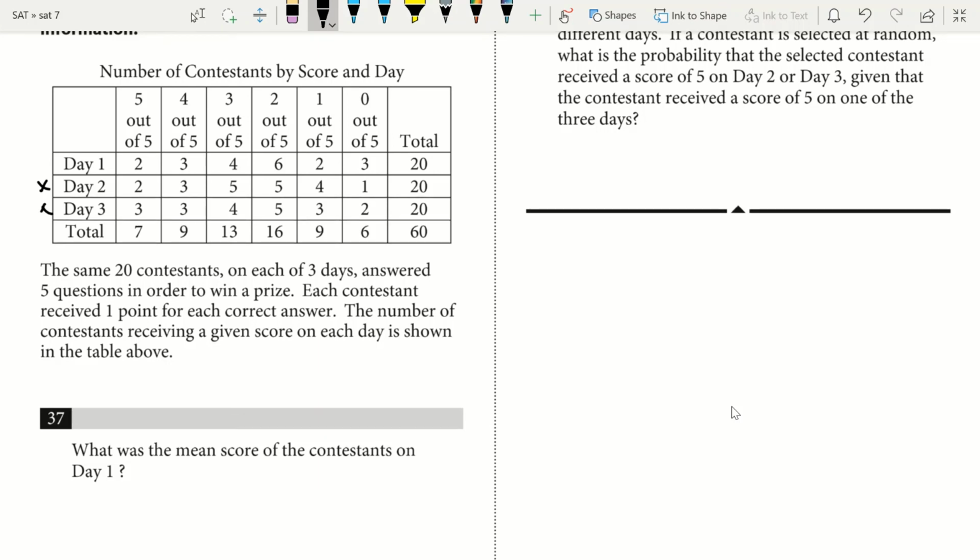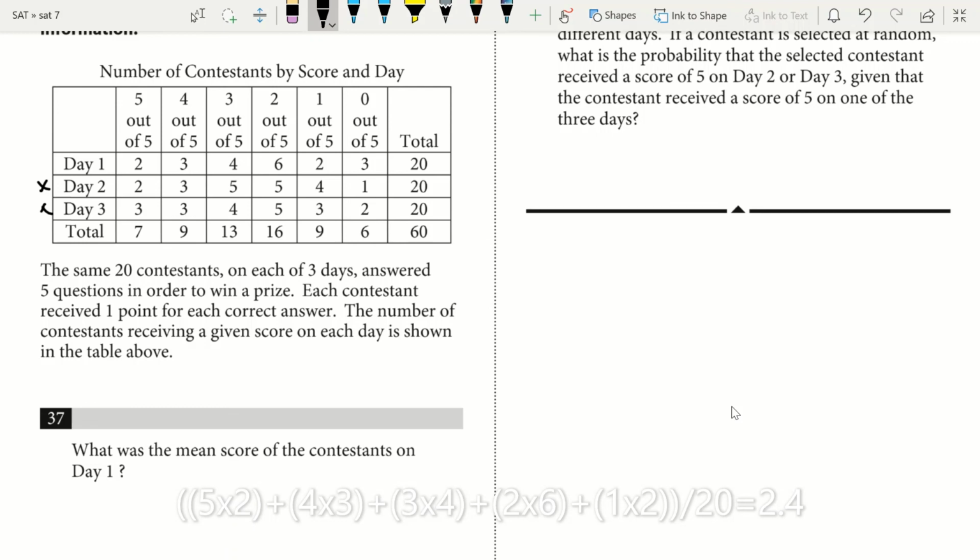So what I'm going to do is plug in 5 times 2, because we had 2 people get a score of 5. And that's going to be in parentheses, right? 5 times 2. And then I'm going to add parentheses 4 times 3, because 3 people got a score of 4, and then I'm going to add 3 times 4, because 4 people got a score of 3, and then I'm going to go ahead and add 2 times 6, because 6 people got a score of 2, and then I'm going to go ahead and add that 1 times 2. And I'm not going to add anything for the people who scored 0, because their score was 0.